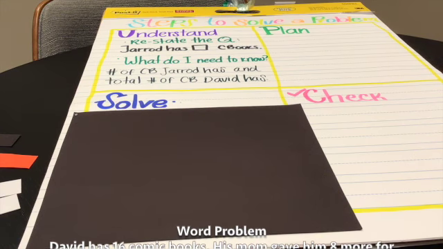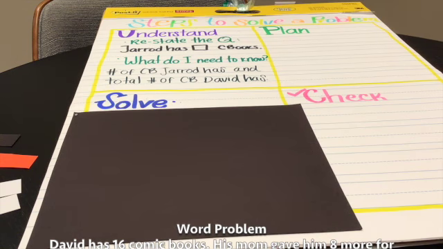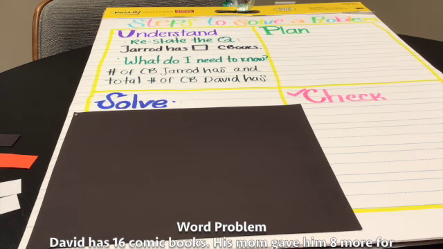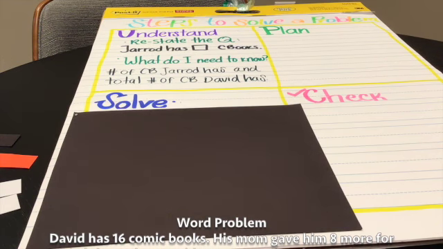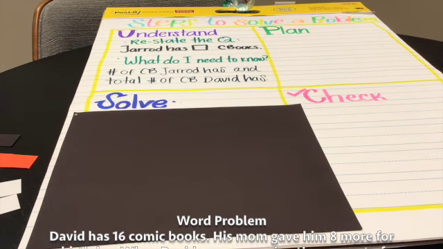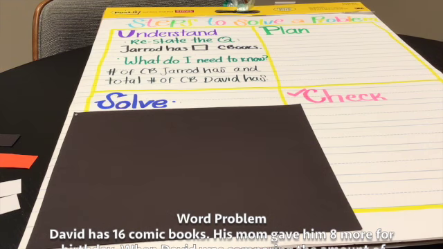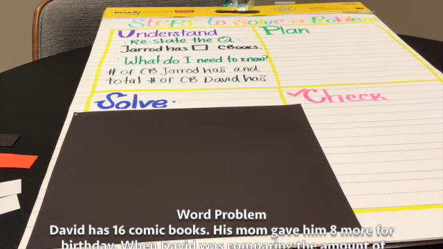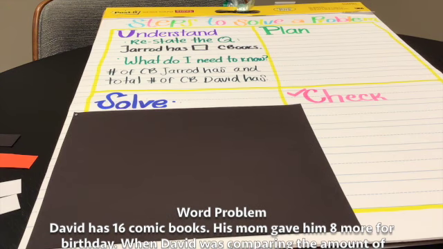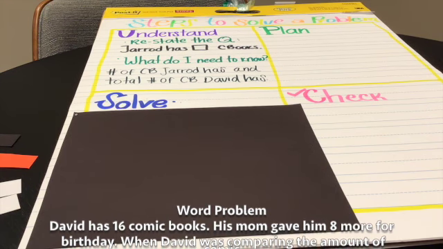So we know that David has some books, and the problem is telling us here that David has 16 comic books, okay? And then it's telling us that his mom gave him 8 more comic books for his birthday. When David was comparing the amount of comic books he has now with his friend Jared, he noticed that he has 4 times more comic books than Jared. And the question here is asking us, how many comic books does Jared have?